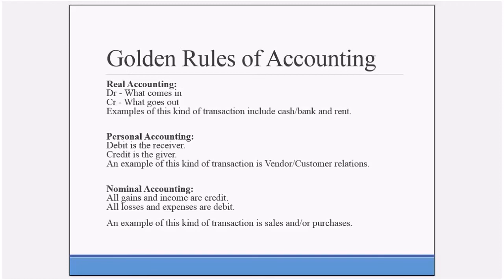Now it is not necessarily that one rule will be applied only in one transaction. In one transaction, it could be a combination of golden rules too. For example, as we just discussed, rent paid. In this case, expense came into the picture and what is going out is cash. So it's a combination of the first rule and the third rule. So you have to understand these golden rules properly.